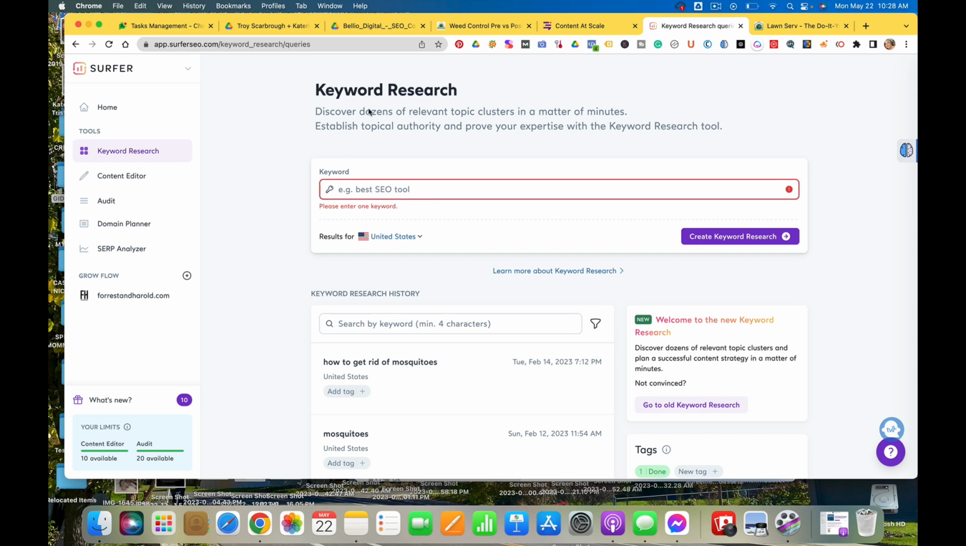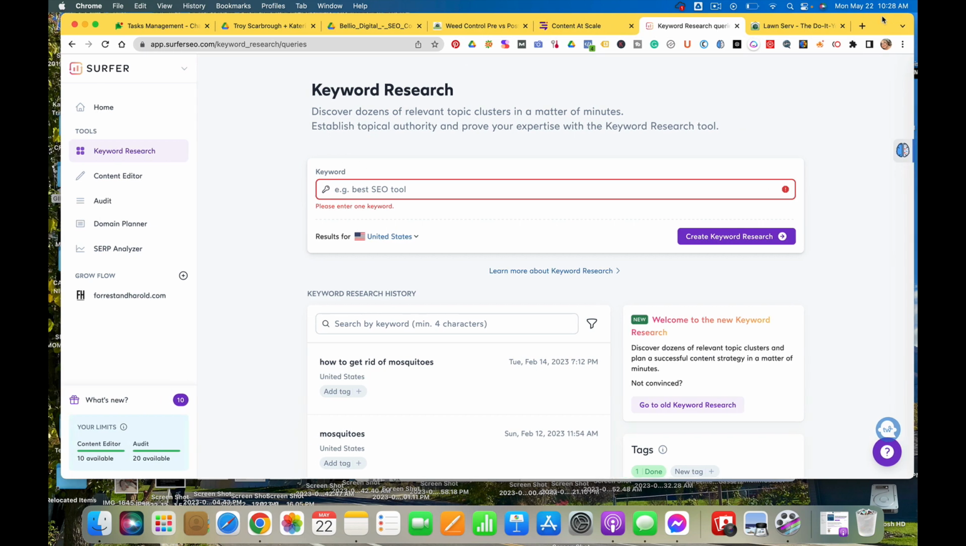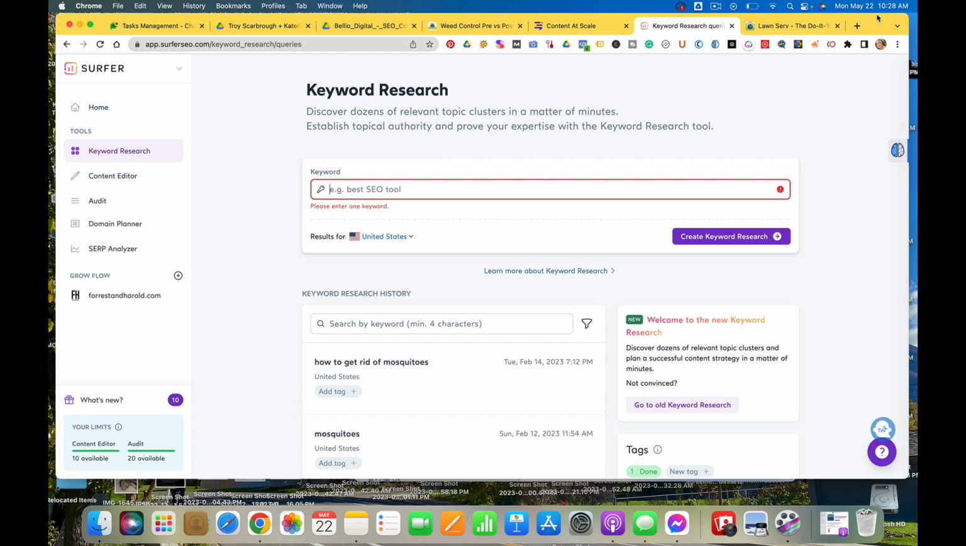So let's go into his keyword research here. This is in SEO Surfer. We're going to start our search here. Not all of our clients have this product. This one is not cheap, so a lot of our clients are not going to have it. But the same rules pretty much apply no matter what keyword research tool you use.